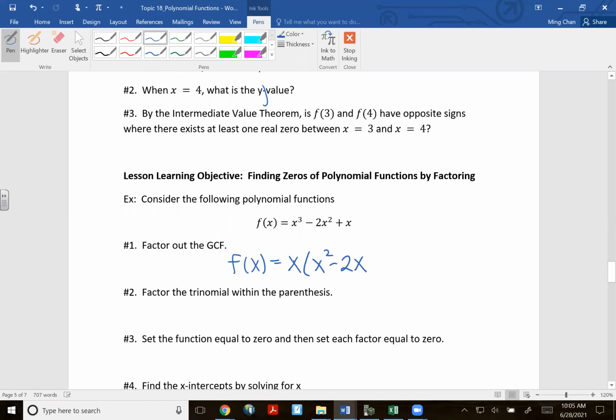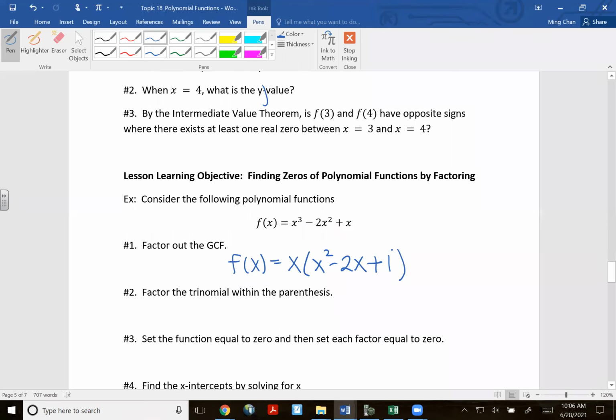All right, be careful now. X going to positive x is positive one time. A lot of students just left this last term out. Whatever you factor out, however many terms the polynomial function has after the greatest common factor, you should still have the same number of terms.